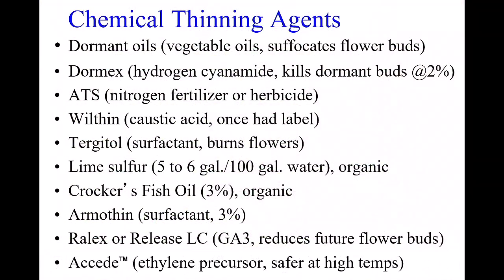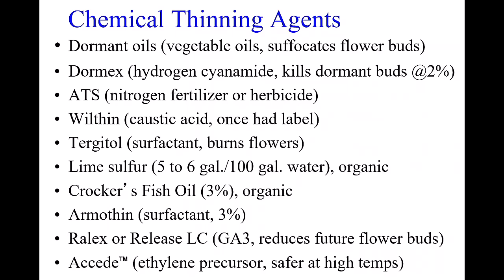Okay, what can you thin with? Well, over my career, we've tried everything that came out. You go down the list: dormant oils, you can still use those. Dormex, we use it for another reason, but it also will thin your buds, and that's also pre-bloom. ATS is ammonium thiosulfate. If you have a sulfur deficiency, or if you want to strengthen your flowers with nitrogen, it works. It also thins your flowers, which it's not labeled to do. Just remember that. Will Thin was labeled, but at the rates that we had to use with it, it just does not work.